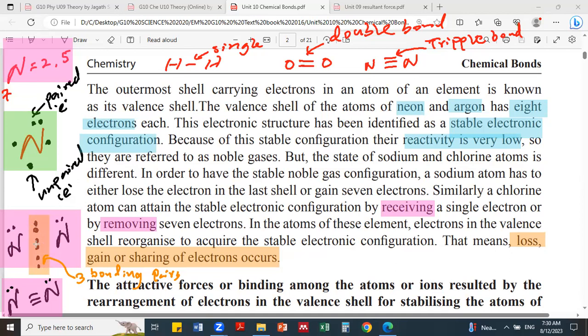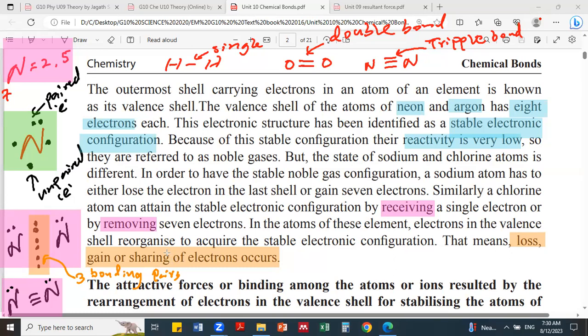That is called sharing electrons. This method of forming bonds is called sharing electrons. Sharing means there must be 2 parties to share it, 2 atoms. Understood? So those bonding pairs only we draw, we represent using a small dash or line.